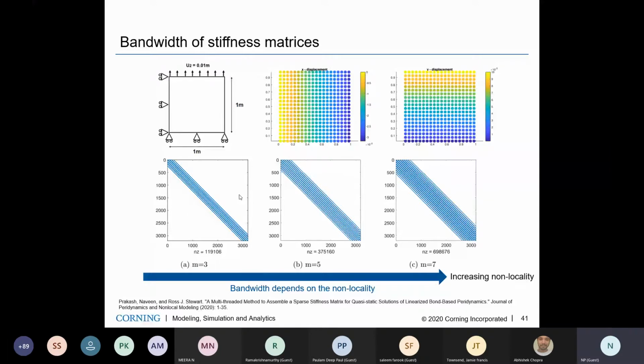So let's say you go back to that 1D example, right? Let's say you do a simple 1D problem with a central difference scheme, and you solve it implicitly, right? You form your stiffness matrix.